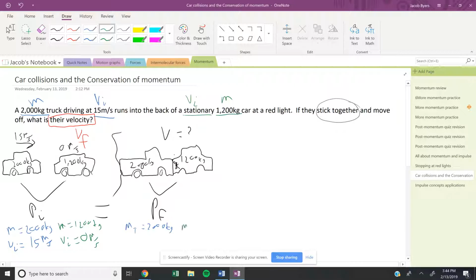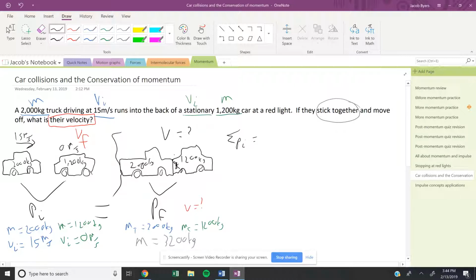The mass of my car is 1,200 kilograms, but as they're moving away together, velocity equals what? As they're moving together, our total mass here is going to be 3,200 kilograms. Because if they're attached, moving at the same velocity, we can treat them as acting as one object. So they're going to be moving together at the same velocity, add their masses up. Wonderful. So we can now find the sum of our initial momentums.